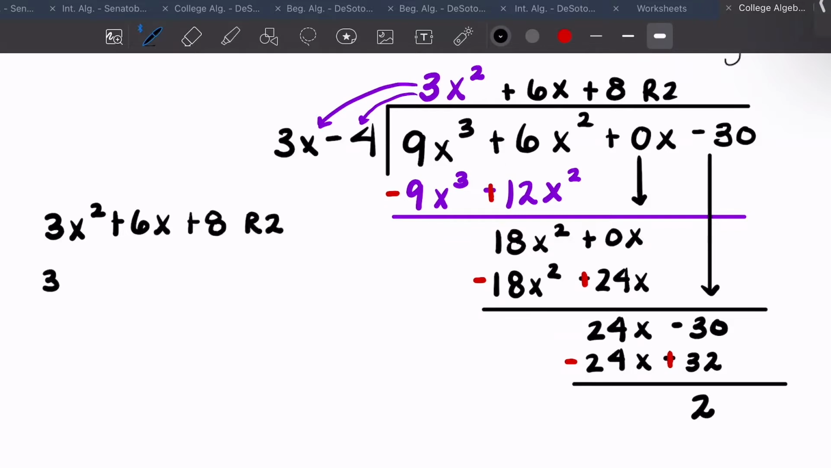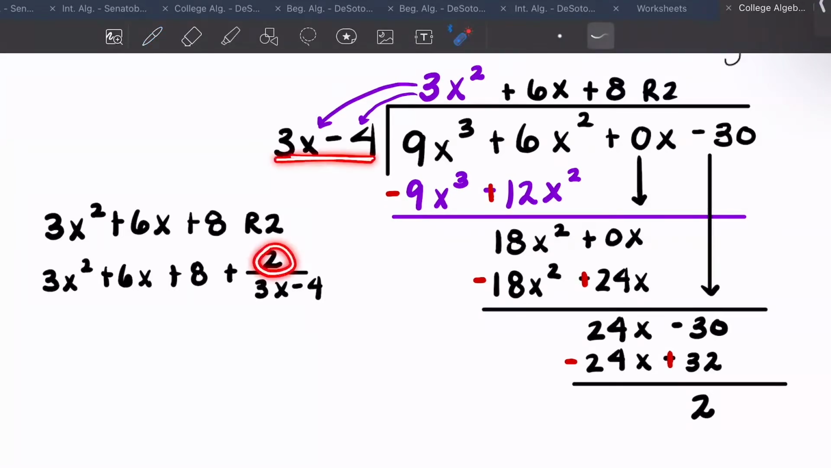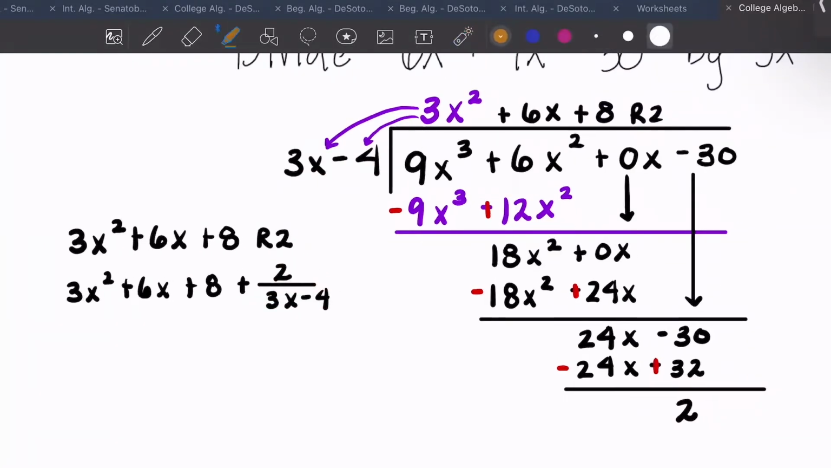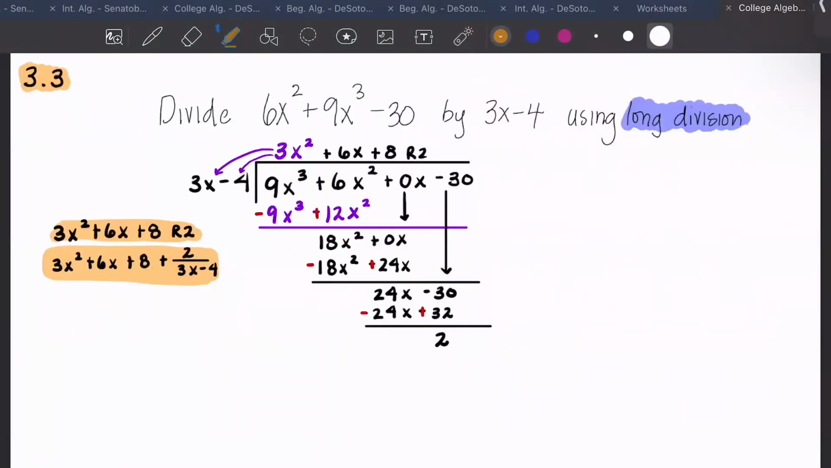Another way you can write this, and I think this is how it makes you write it on your homework, is plus 2 over whatever you're dividing by, which is 3x minus 4. So you would say plus the remainder over whatever's on the outside. Either one is right. On a test, you can just write it like this, it doesn't matter. But on your homework, whenever you have a remainder, you have to write it like that. So that is long division.